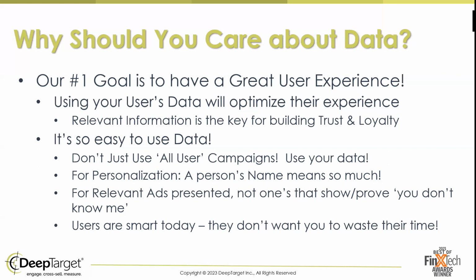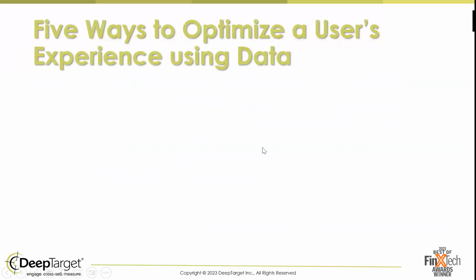Users are smart today, and nothing is more irritating to any one of us than looking for something, and 6 months later you're still getting that same ad that you may or may not have been interested in, still tracking you, if you will. Okay, all right, great. So what are the 5 ways to optimize the user experience using data?